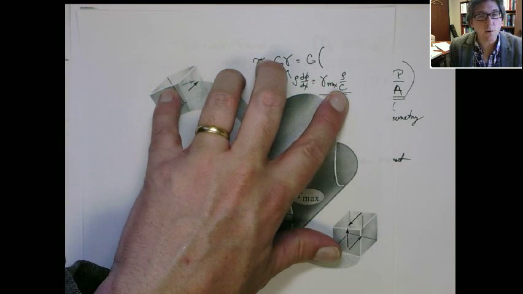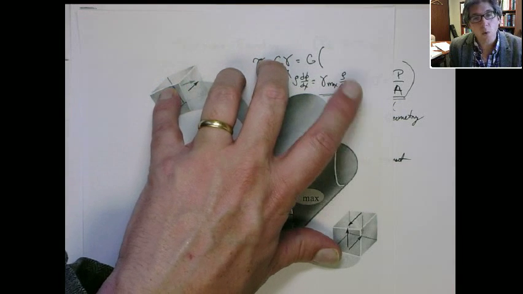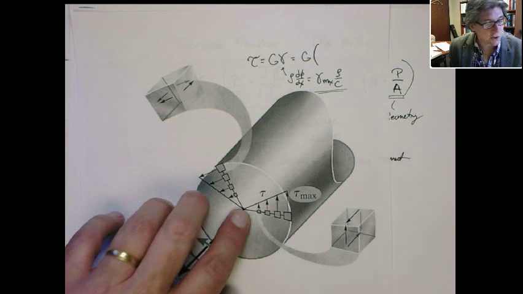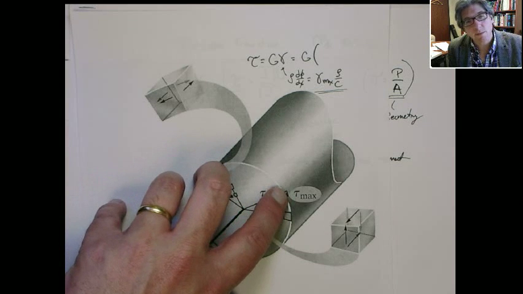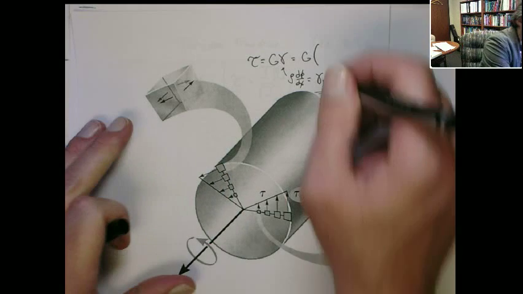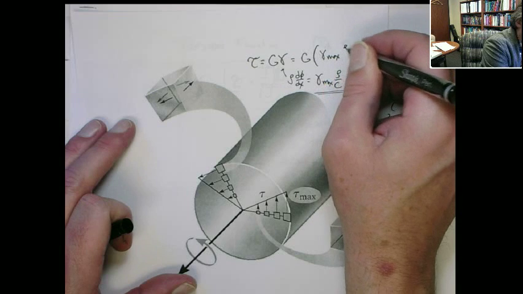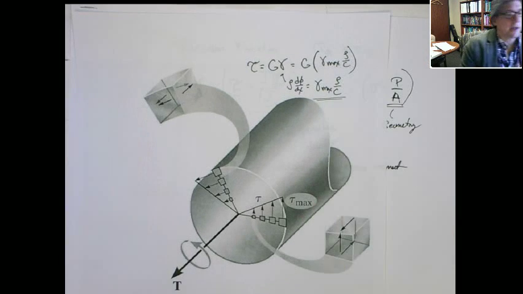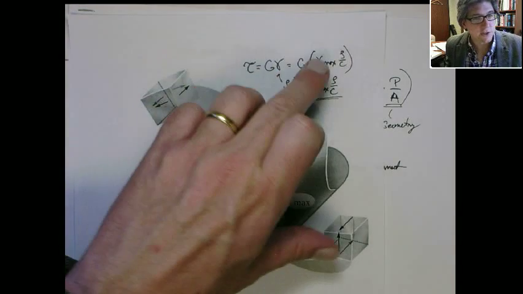There's a maximum value when rho equals c. So when rho equals c, this goes to 1. Otherwise, it goes to 0. So the shear strain vanishes here, increases linearly, and gets its maximum value. So we can just rewrite this as well. Right? So again, the shear stress has the same relationship.